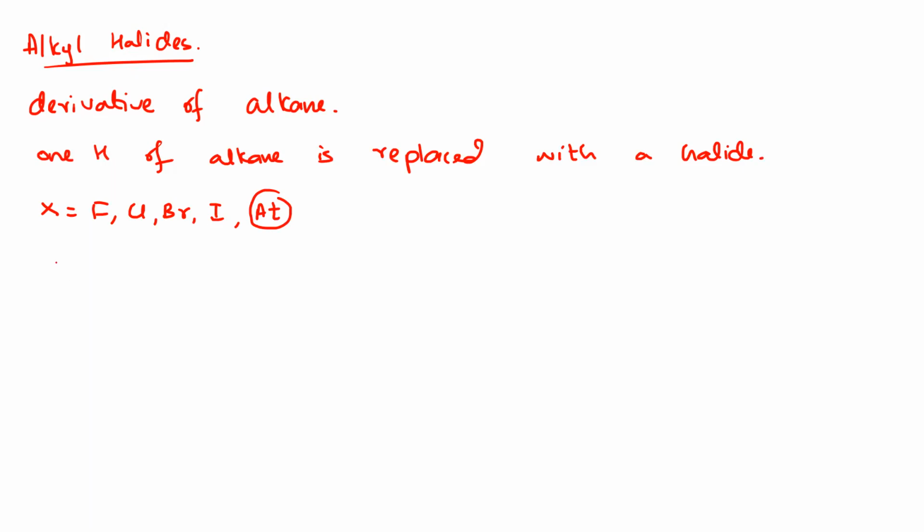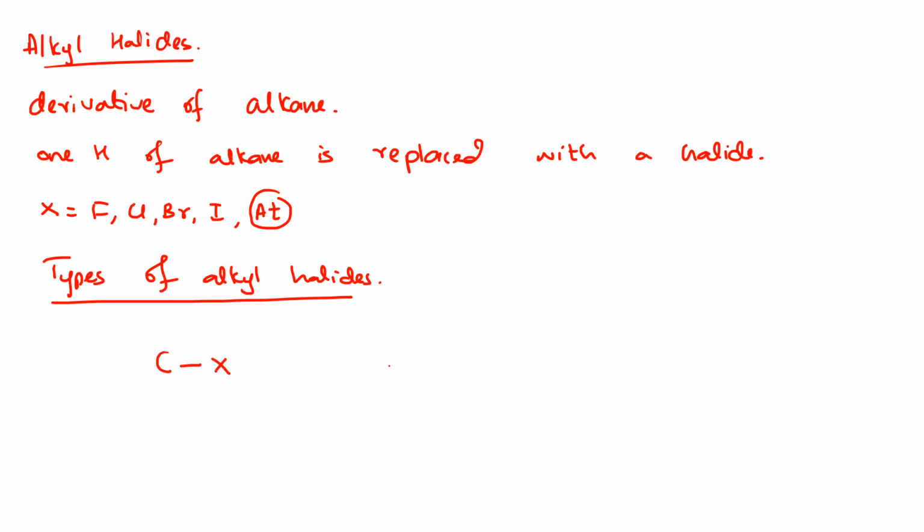Now, types of alkyl halides. There can be different types of alkyl halides based on the attachment of the halide group. So let's say that is a carbon and that's the X, carbon X. We may have this carbon attached to one more carbon and the rest hydrogen. So that becomes a primary alkyl halide. Few authors write it as 1 degree alkyl halide.